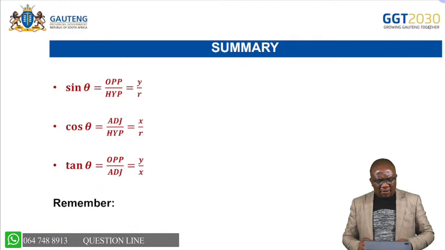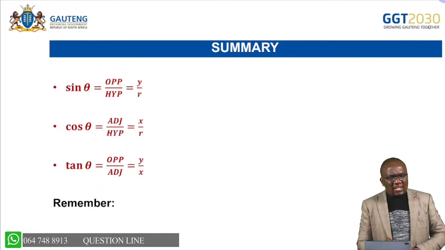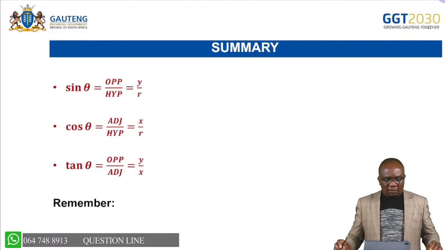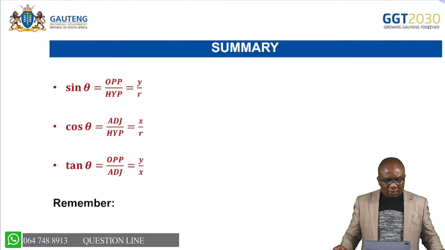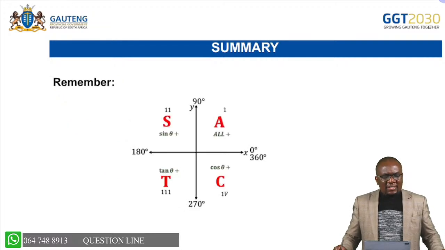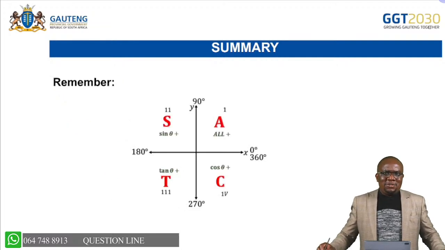Remember this opposite side. Sin theta is opposite side over hypotenuse side, or y over r. Cos theta is adjacent side over hypotenuse side, which is x over r. And then tan theta is opposite side over adjacent side, which is y over x. And remember the CAST diagram. And then enjoy your trigonometry.